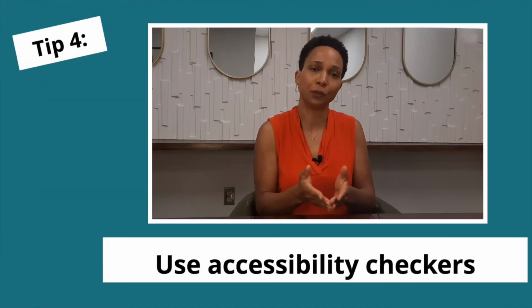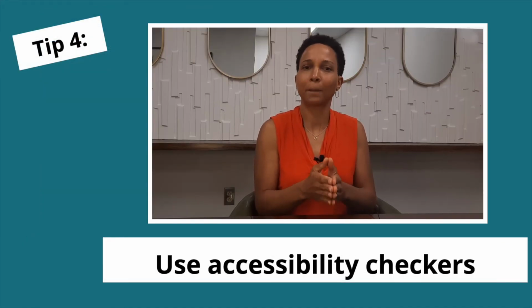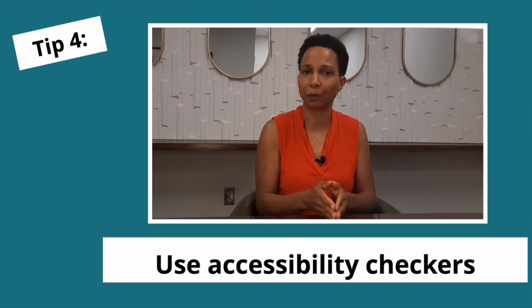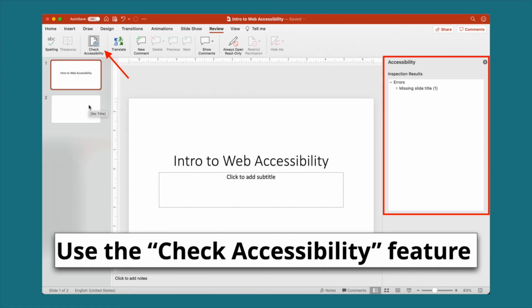Tip 4. Use accessibility checkers. Microsoft products, particularly Word and PowerPoint, come with a Check Accessibility option. Use this to double-check you've addressed key accessibility needs and help ensure your document is inclusive.